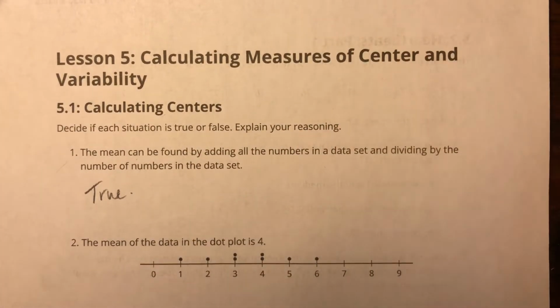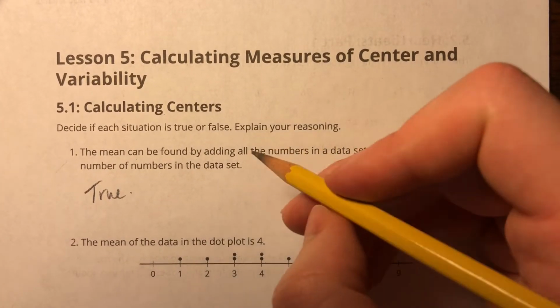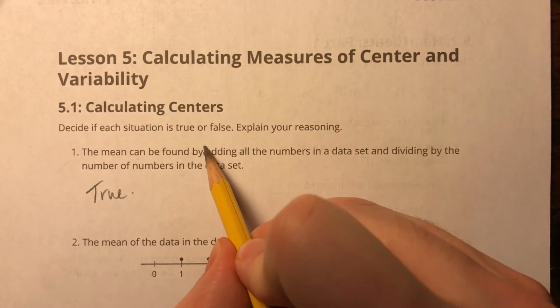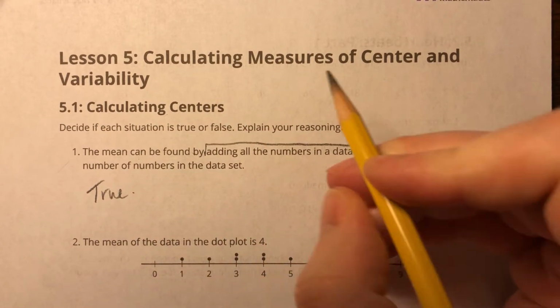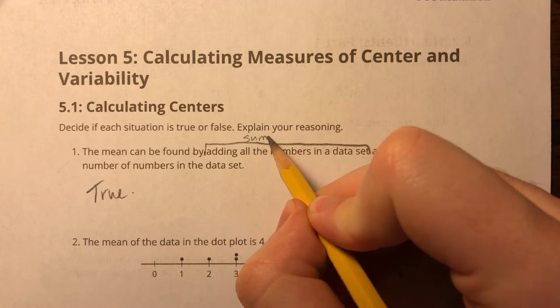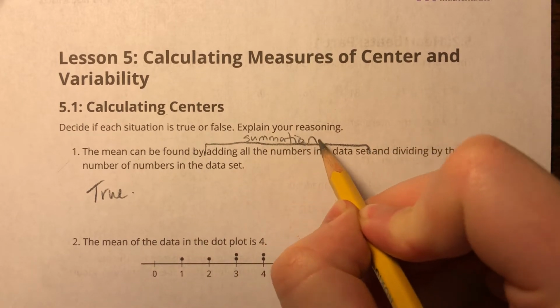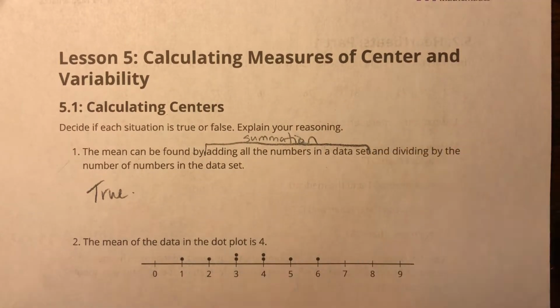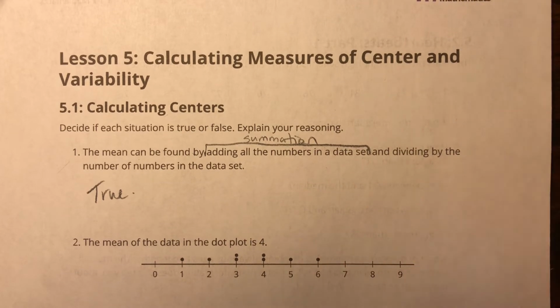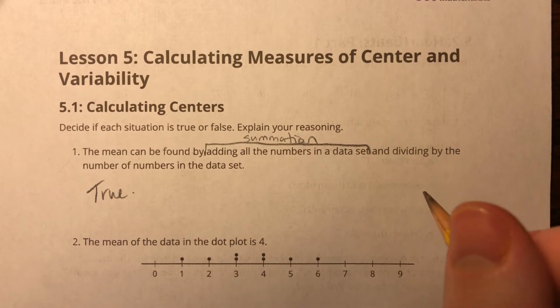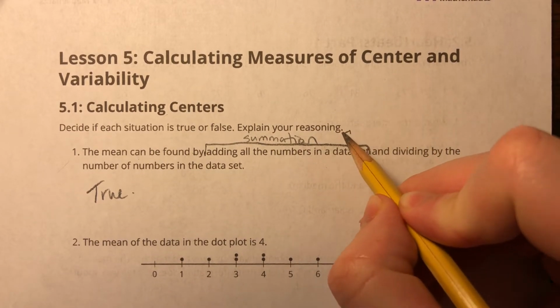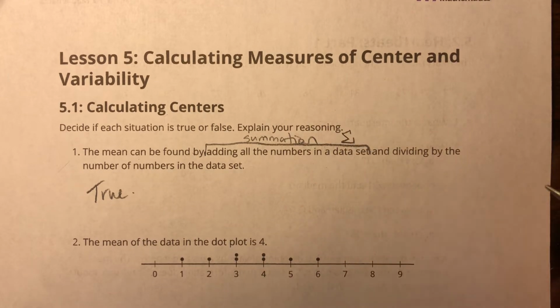How do I know this? That's just what our formula is. We talk about adding all the numbers in a data set. We talk about that being called a summation. If you think, when you add two numbers, you get a sum. When you add a bunch of numbers together, you call it a summation. We sometimes see it expressed as the Greek symbol sigma. Dividing by the number of numbers in the data set, right?